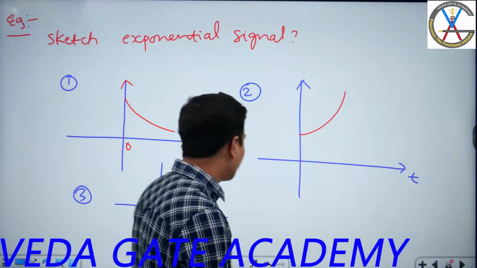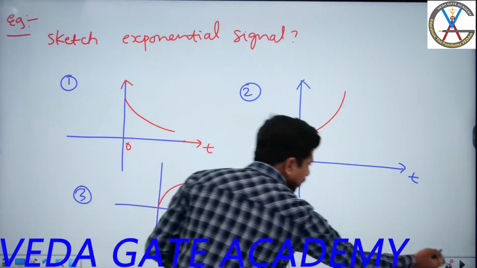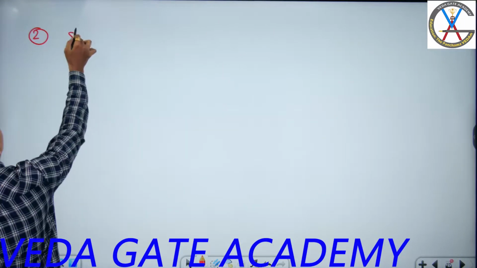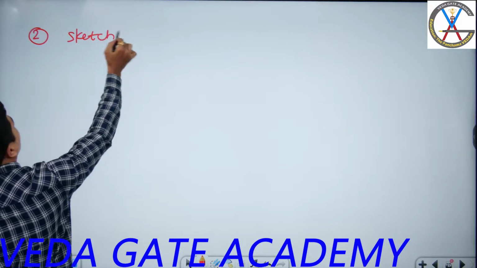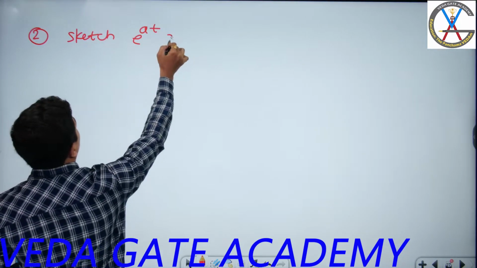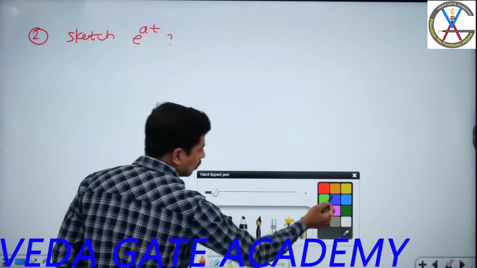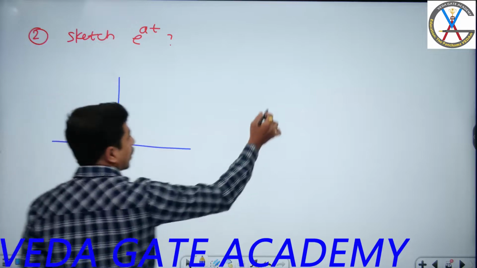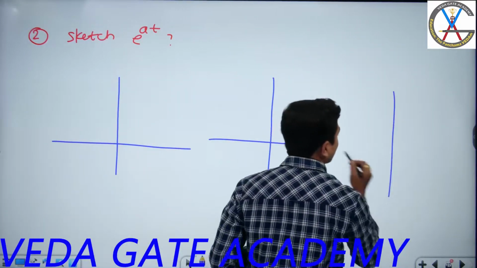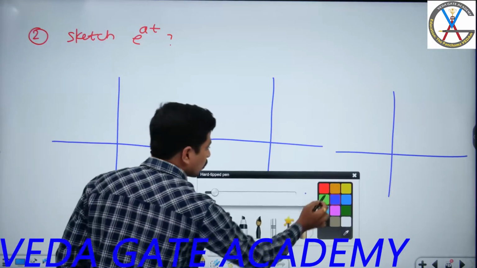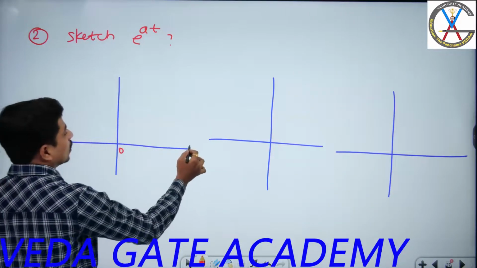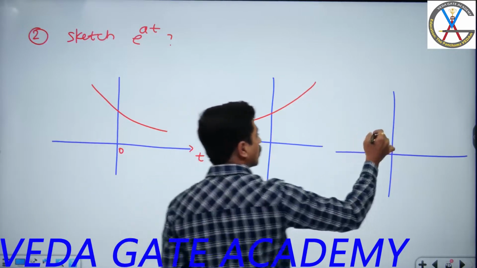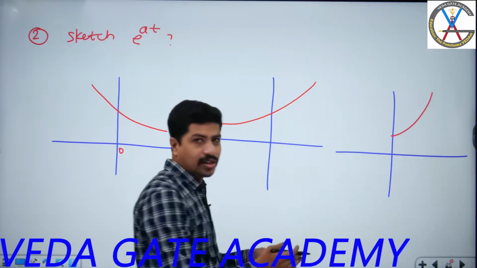Or if I ask you to sketch e power at, then you will sketch in this way. Let's take all the possibilities. First possibility, some students will sketch in this way. Some students will sketch in this way. These are the possibilities.